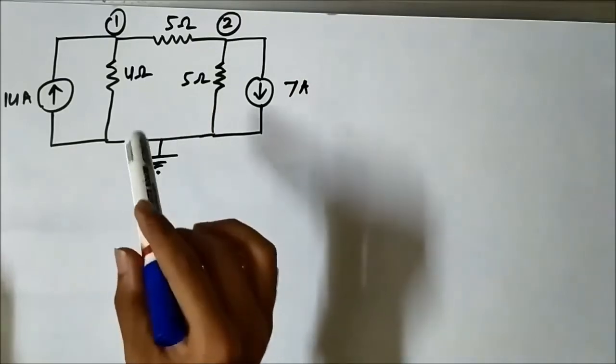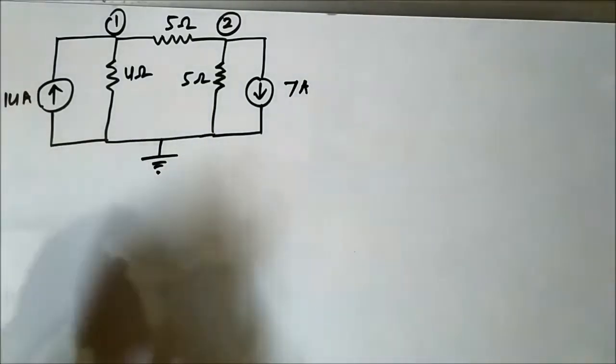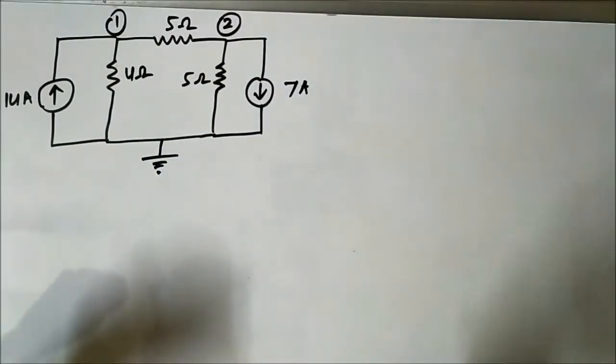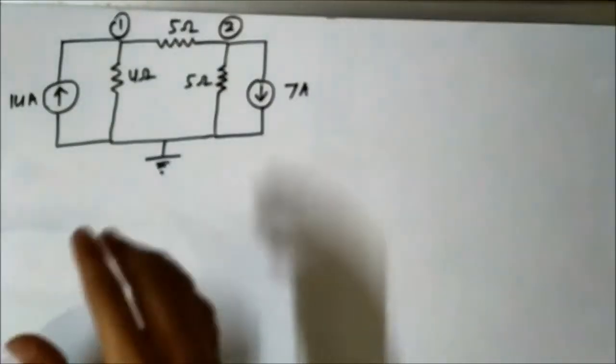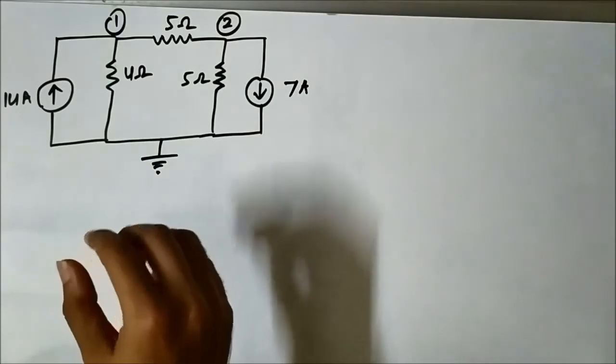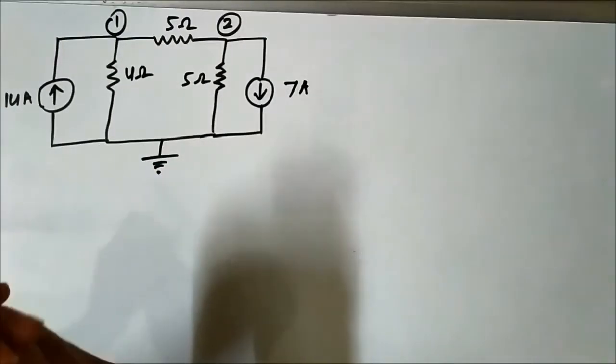resistor network which is in the shape of a pi. Well, that is not important. So we have to find the nodal voltages at points 1 and 2. Now we have to do it using nodal analysis. Okay.